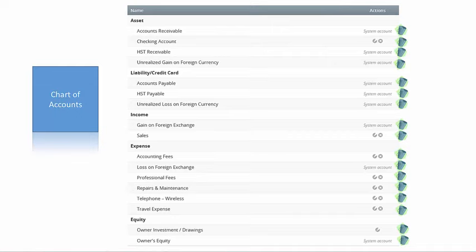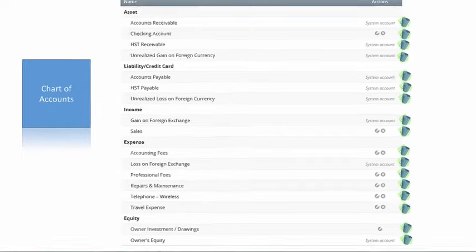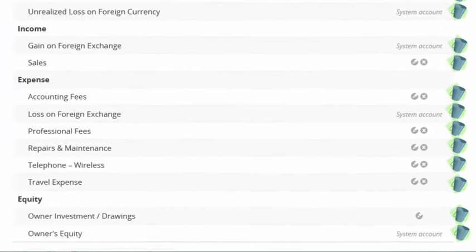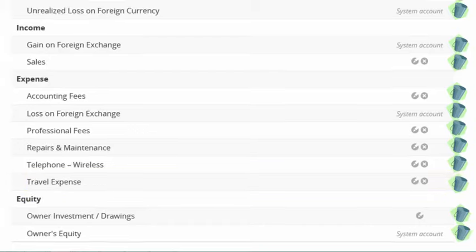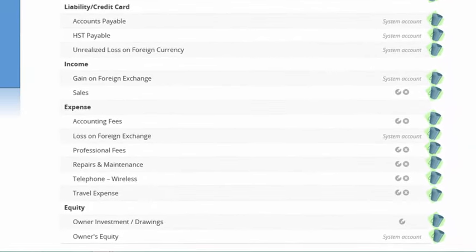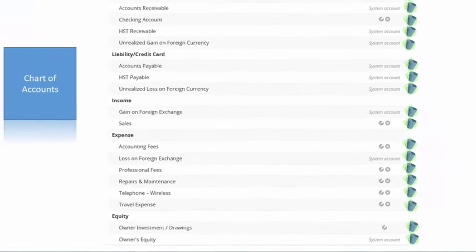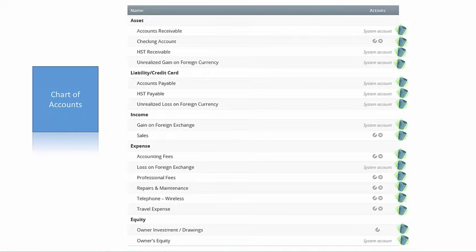The idea behind setting up a chart of accounts is to aggregate like activity in the same account. So for instance, you might want to capture all your travel expenses in one account. So you set up a travel expense account in your chart of accounts. If you have 6 bank accounts, you may want to set up 6 separate general ledger accounts to track them.